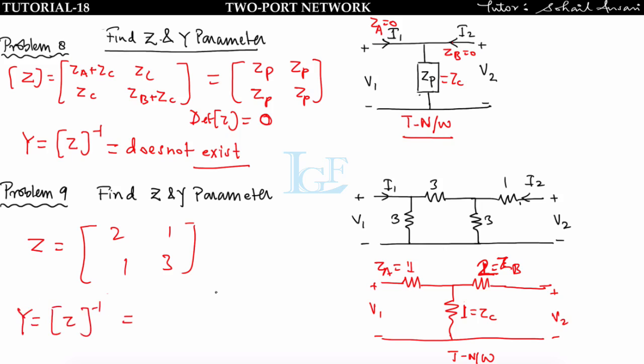Now in order to find the inverse of the Z matrix, we have to find the determinant of Z, that is equal to 6 minus 1, that is equal to 5. So 1 by the determinant of the matrix, 5. Now interchange the diagonal elements 3, 2 and use a minus sign with the remaining elements. This is the Y matrix. In this way we can find the Z and Y parameters.